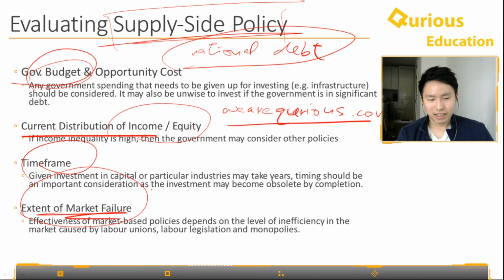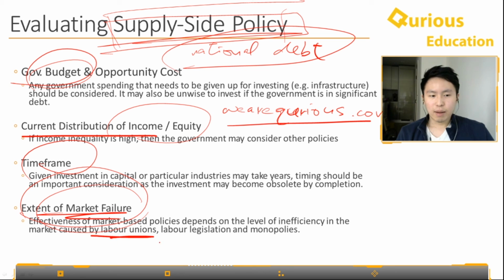Okay, so finally, the last point about supply-side policy. When do we want to do it? Is the level of market failure that we have in the economy. So if the level of market failure or the level of inefficiency is very, very high in the economy, and it is a structural problem, then potentially we would want to do a supply-side policy rather than a demand-side policy.